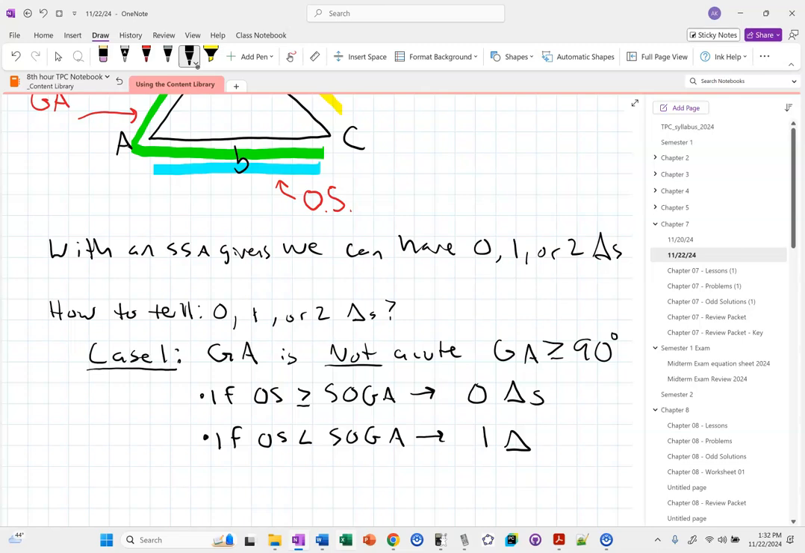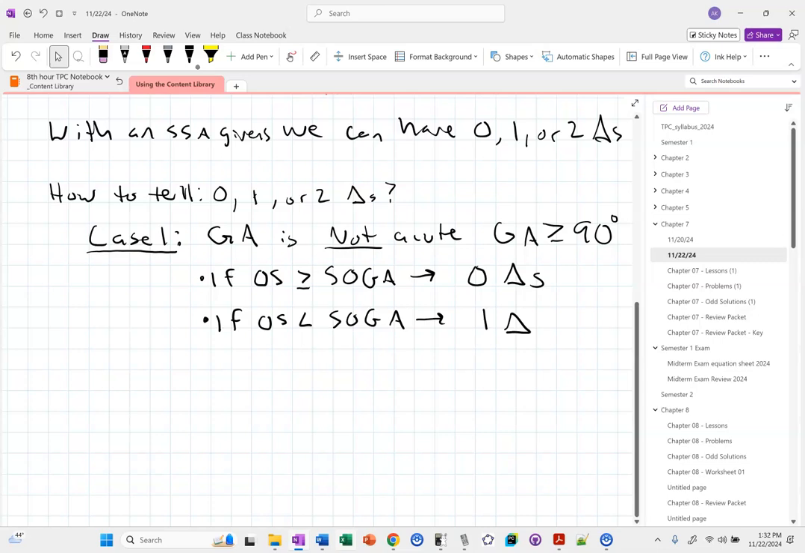Now, if you think back, you remember we talked about in 7.1 how the side lengths and angle measures in a triangle are proportional, that the biggest side has to be across from the biggest angle. So if our given angle is not acute, it's 90 degrees or bigger, it has to be the biggest angle in a triangle, which means that the SOGA would need to be the biggest side. If it's not, there's no way you can put this thing together and still get a triangle out of it. So that's why there's 0 triangles there. So that's fairly cut and dry, right? All you need to do is check the size of the angle and then compare the two sides.